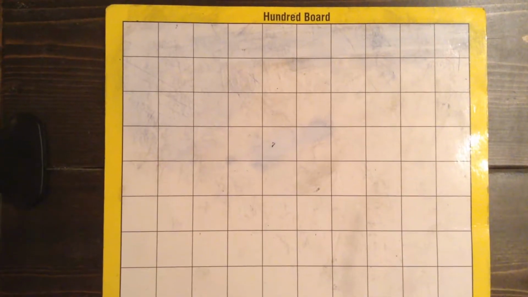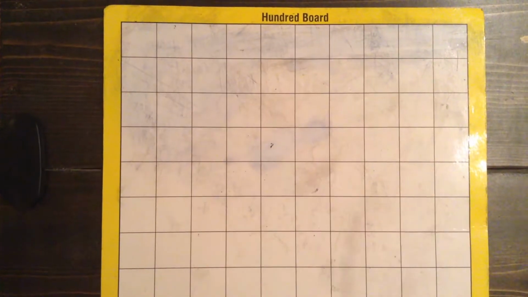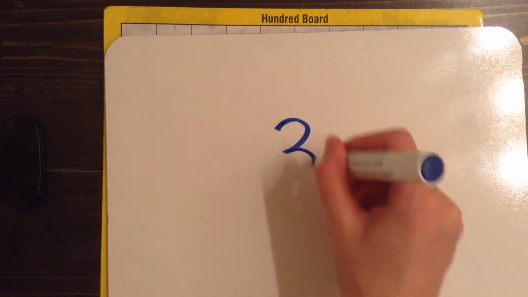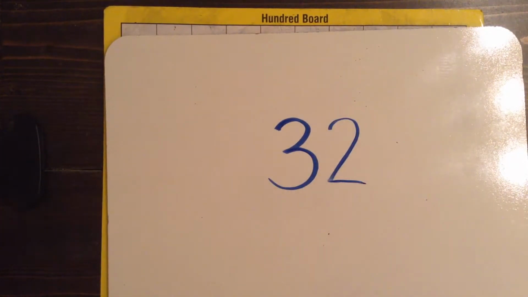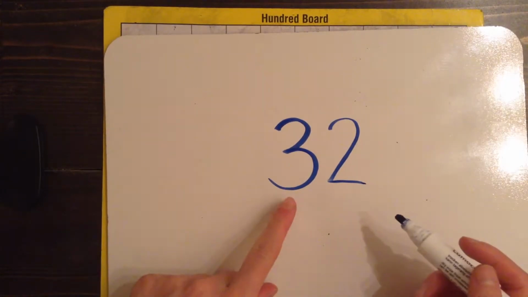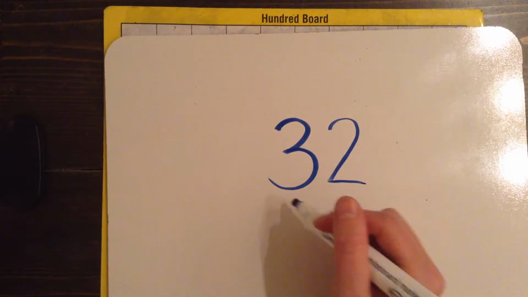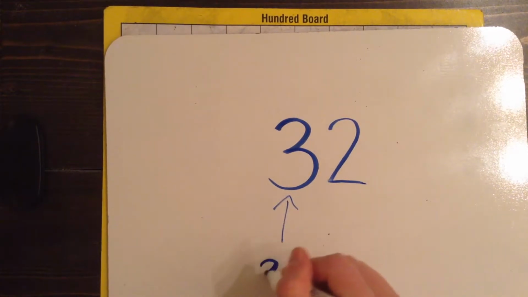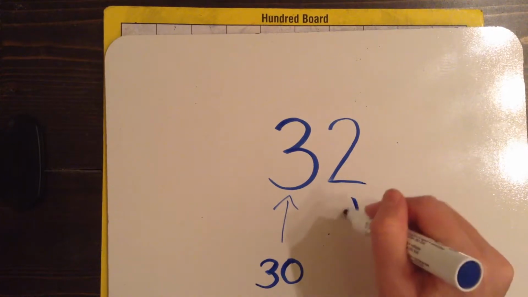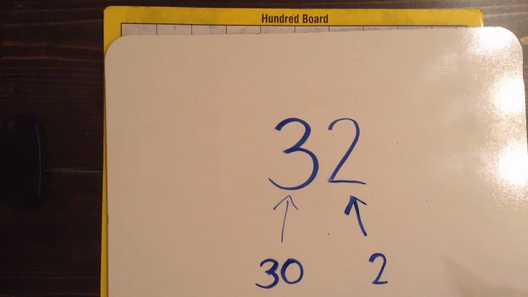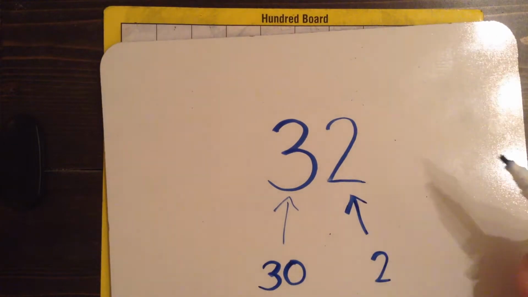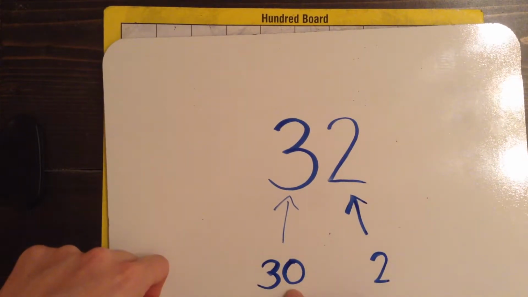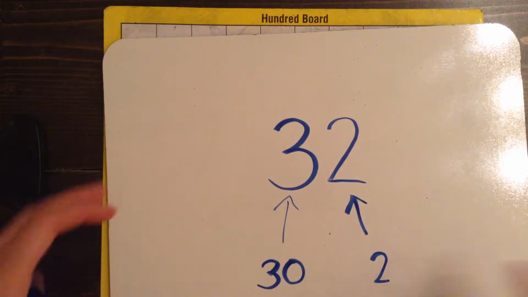Everyone, today we are going to practice finding numbers on a blank 100 chart. First, we will be looking for the number 32. In order to find the number 32 on a blank 100 chart, you need to think about what each digit means. 3 means 30, and the 2 means 2. So, to find 32 on the blank 100 chart, first you need to find 30 and then add 2 more.